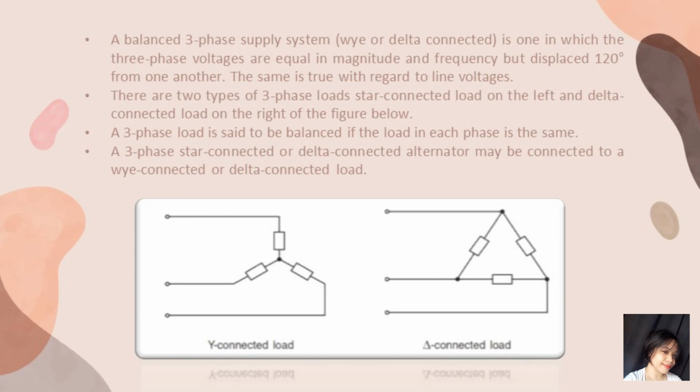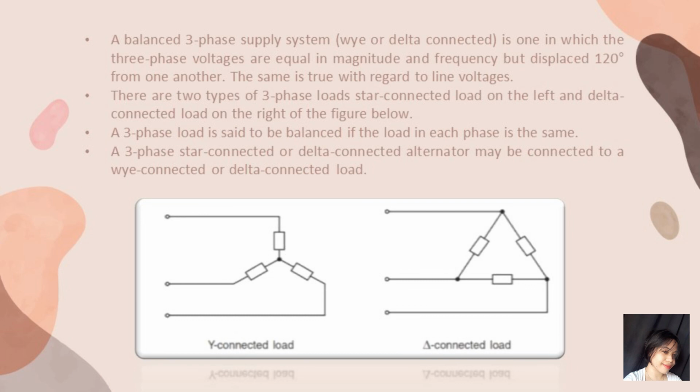Next one, the last one, is the balanced three-phase system. According to our module again, a balanced three-phase supply system, Y or delta connected, is one in which the three-phase voltages are equal in magnitude and frequency but displaced 120 degrees from one another. The same is true with regard to line voltage. All electric companies make efforts to ensure the availability of a three-phase balanced supply at all times.